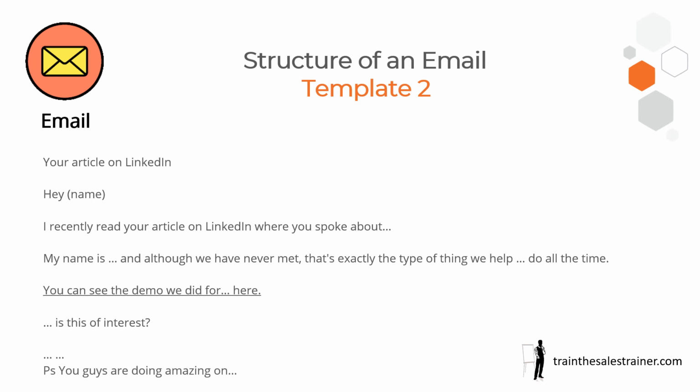A very tight sentence closely aligned to what you read, whatever it is you observed, whether that's on LinkedIn, their website, or an article. Next, we're going to relate it back to how we might be able to help in the next paragraph. My name is Chris, and although we've never met, that's exactly the type of thing we help companies like you that sell X, Y, and Z products do all the time. Next paragraph is social proof. You can see a demo that we created for X, Y, and Z here. So again, this is some work you've done for others in their space. This can also be ways in which you've improved some metric or some performance that you've achieved.